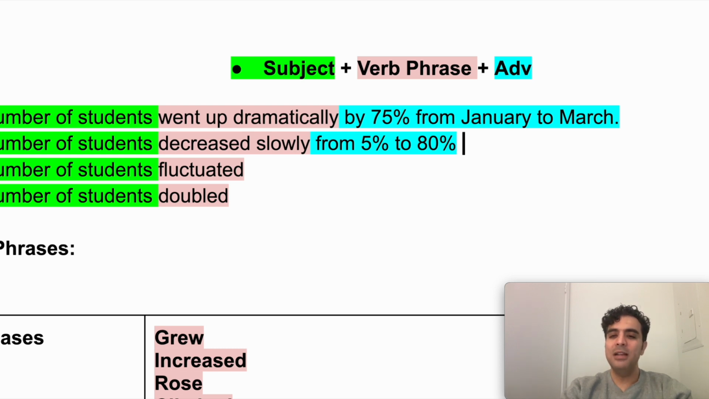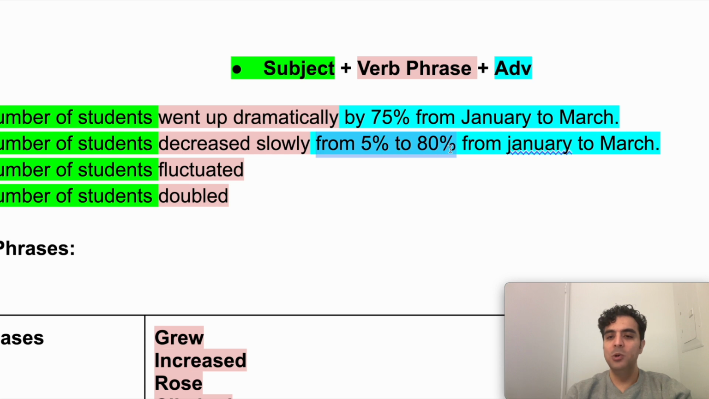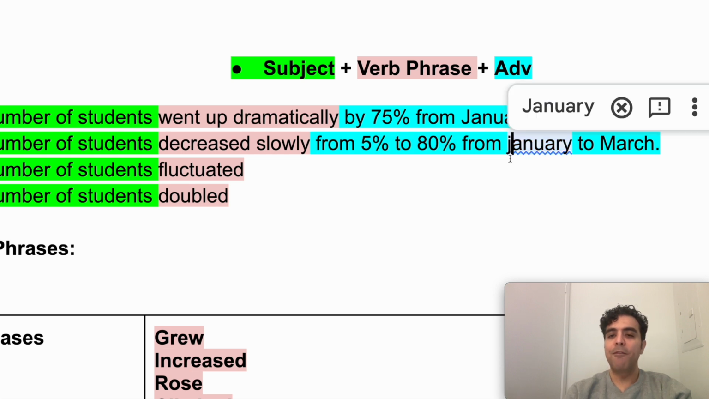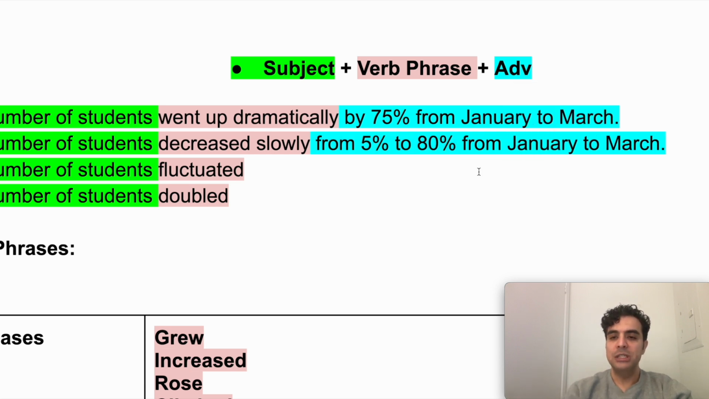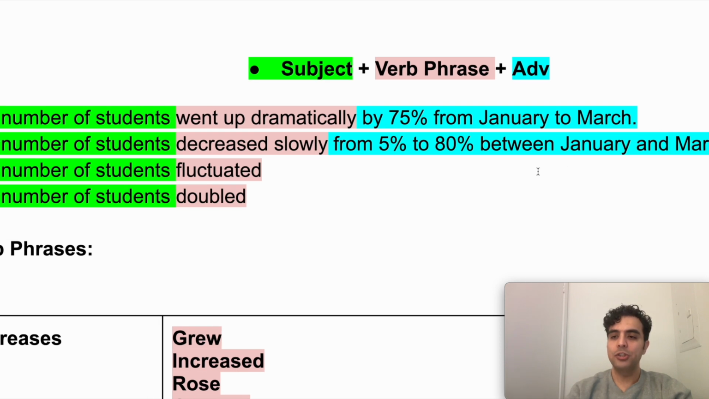But it's not great if I say from January to March again. The reason is I have from to, and then I also have from to mentioned one more time, which isn't great. It's a little redundant and repetitive. So what can I do instead? Well, instead of saying from January to March, I can say between January and March.